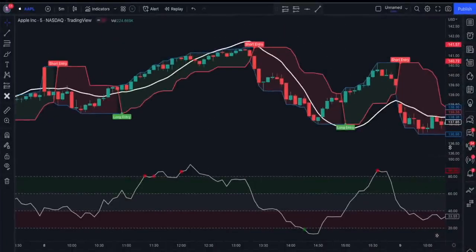For short entry, the money flow index must first get overbought, then the white line needs to cross below the 60 level, and within a few candlesticks a short entry signal must appear. For a final confirmation, the price action must be below the zero lag SMA.